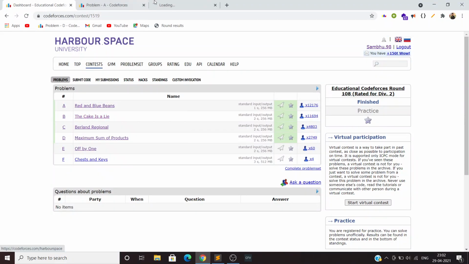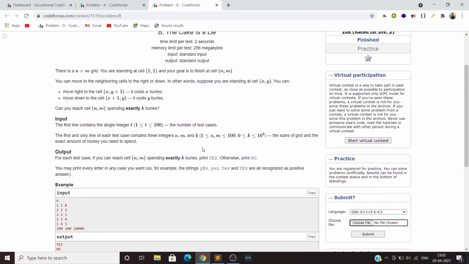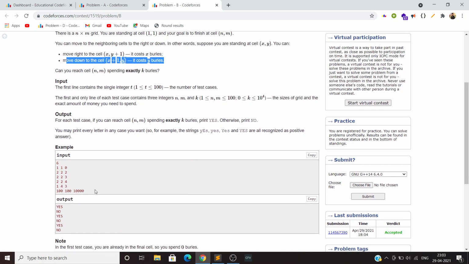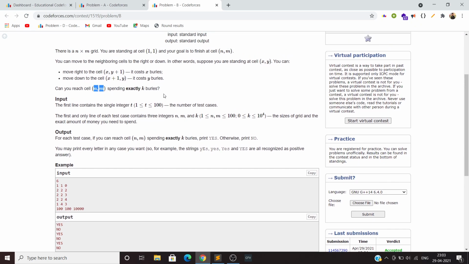The second problem is The Cake Is a Lie. Here we are given an n by m grid with some conditions: if you are moving to the right, it costs x burles, and if you are moving down, it costs y burles, where x is the row number and y is the column number. We are given n, m and some value k, and we have to check if we can reach row n and column m spending exactly k burles.